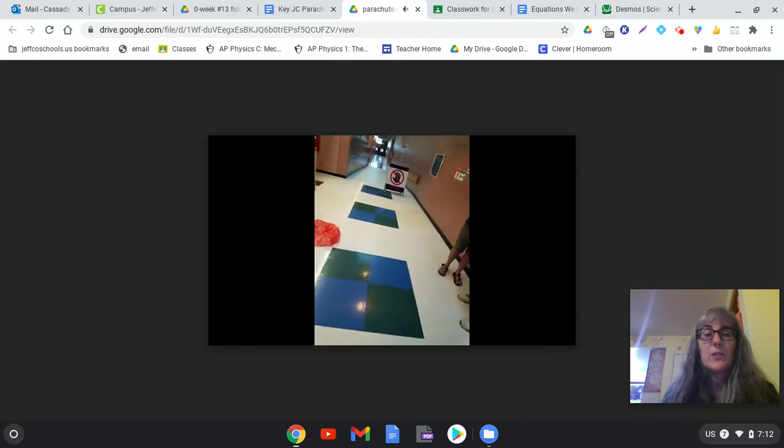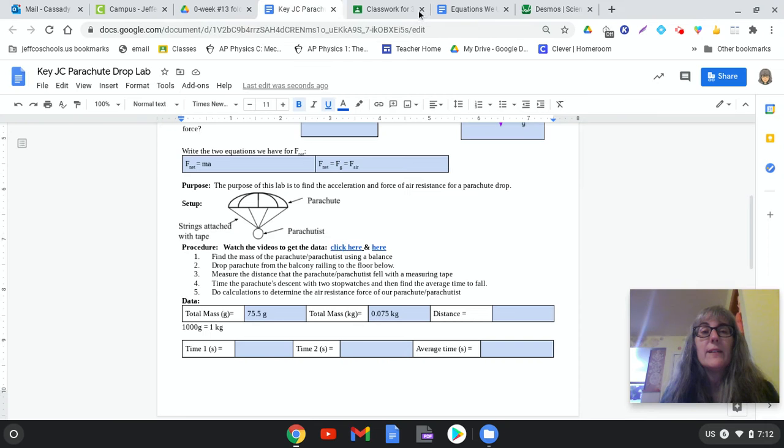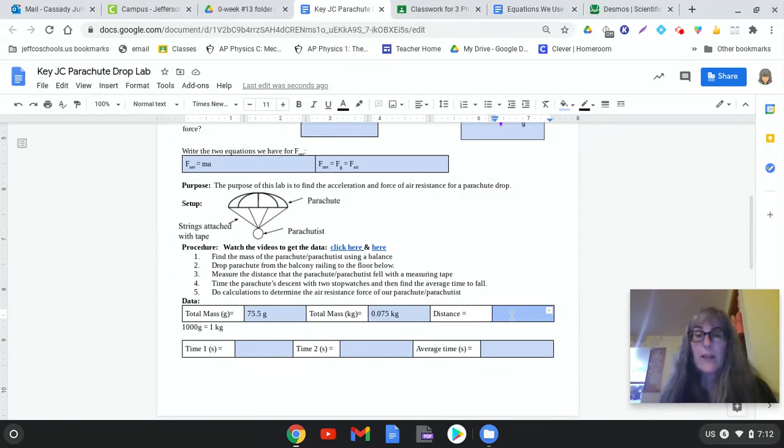So Mr. Reeves and Mr. Moriarty got exactly the same times as each other, which is pretty amazing. That will make our average a lot easier to do. So we have a distance of 5.45 meters. Time 1 was 3.29 seconds, and our time 2 was also 3.29 seconds. And so our average time is 3.29 seconds.